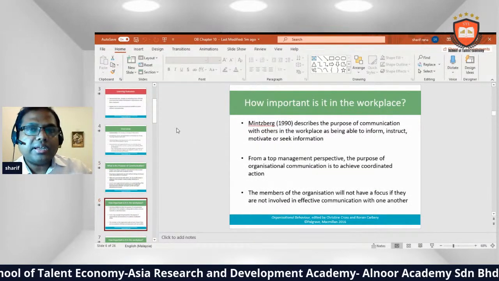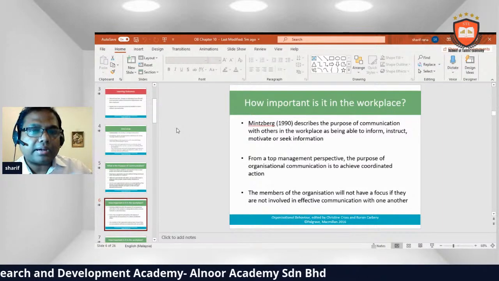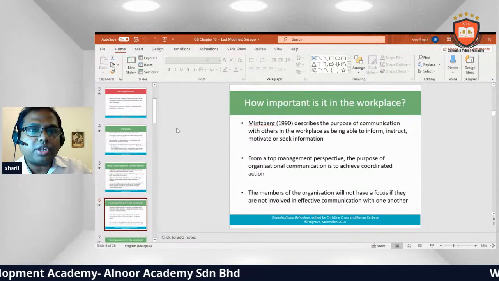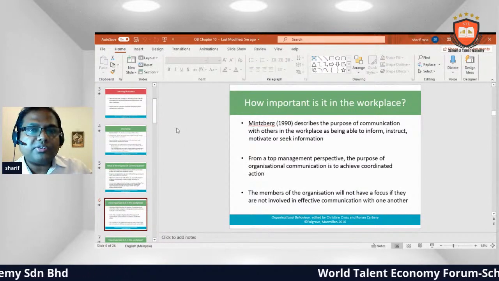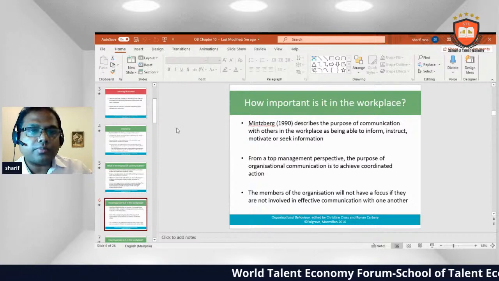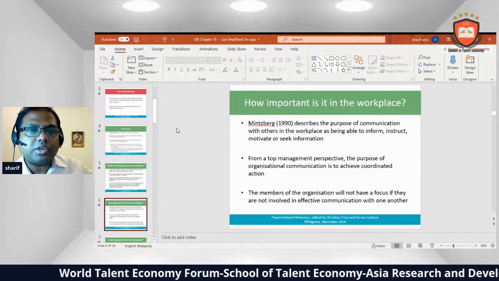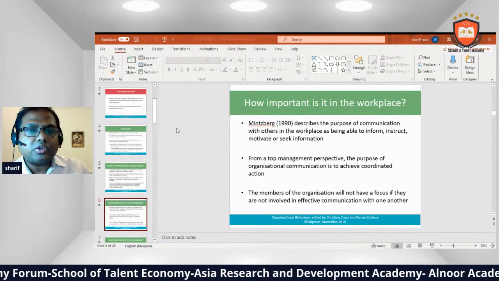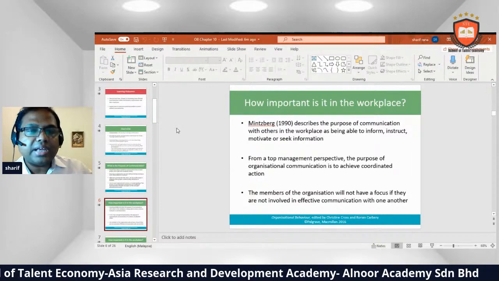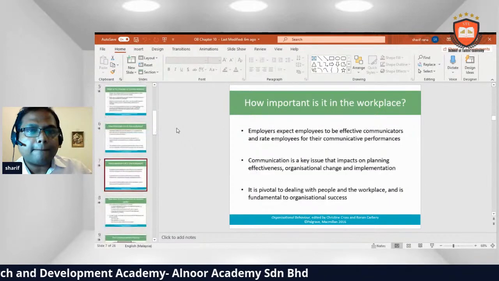How important is it in the workplace? Mintzberg in the 1990s described the purpose of communication with others in the workplace as being able to inform, instruct, or motivate, or seek information. From a top management perspective, the purpose of organizational communication is to achieve coordinated action. The members of an organization will not have a focus if they are not involved in effective communication with one another.